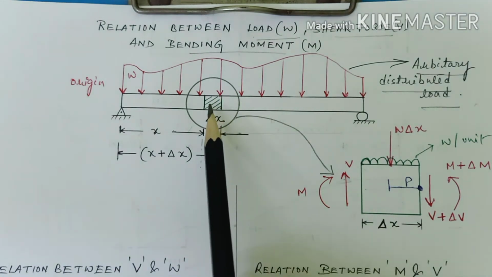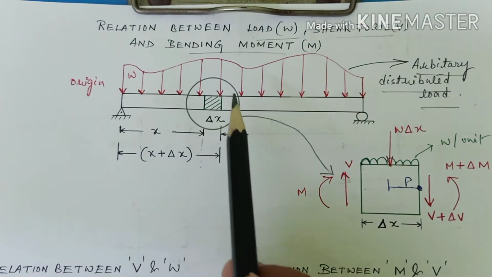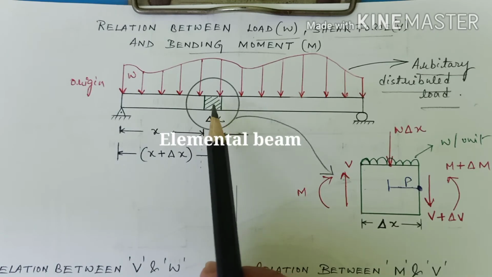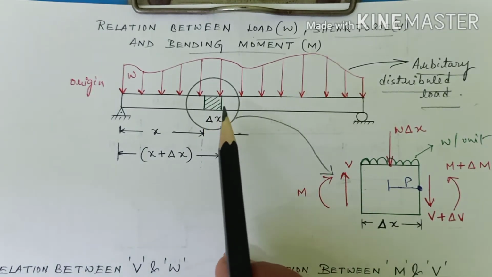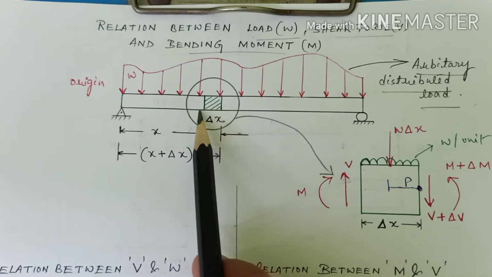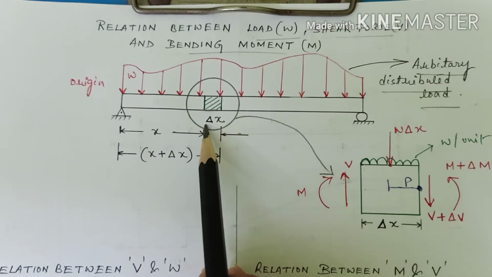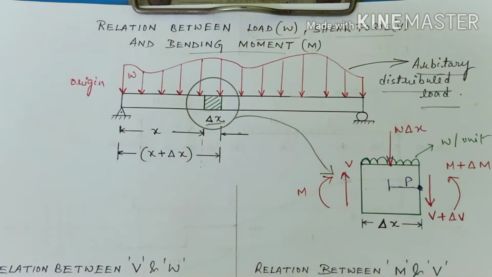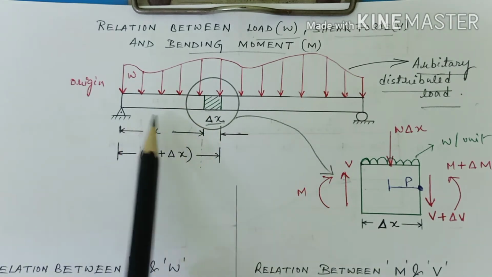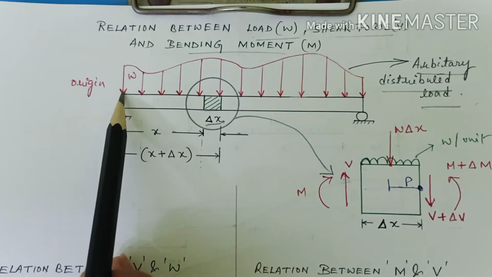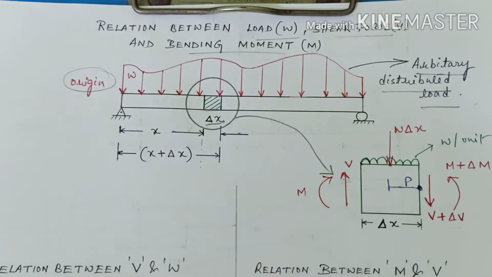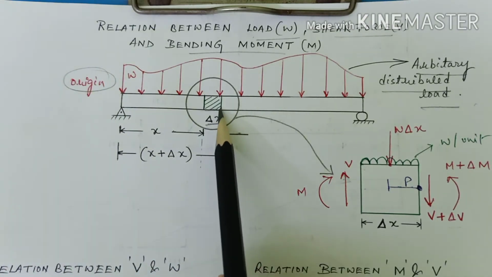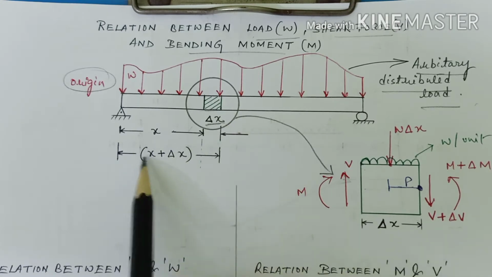So let us consider an element on this beam. I have hatched this portion. So let us consider this element. The length of this element is delta x, which is at a distance x from the origin. I am considering this point, that is my leftmost part, as my origin. Then obviously the other plane of the element will be at a distance of x plus delta x.